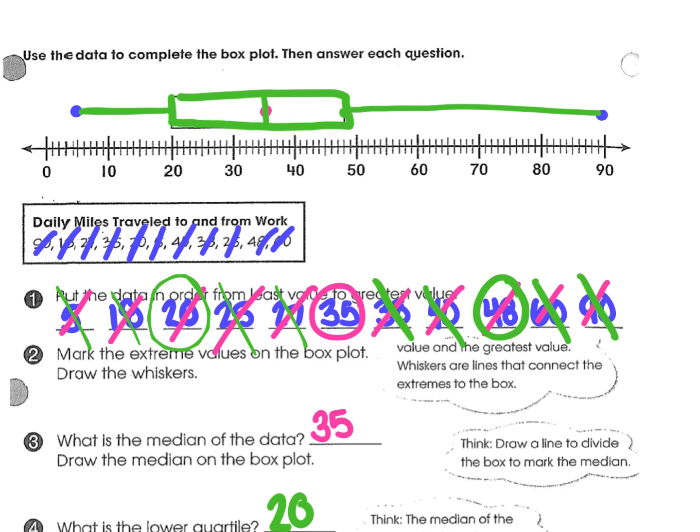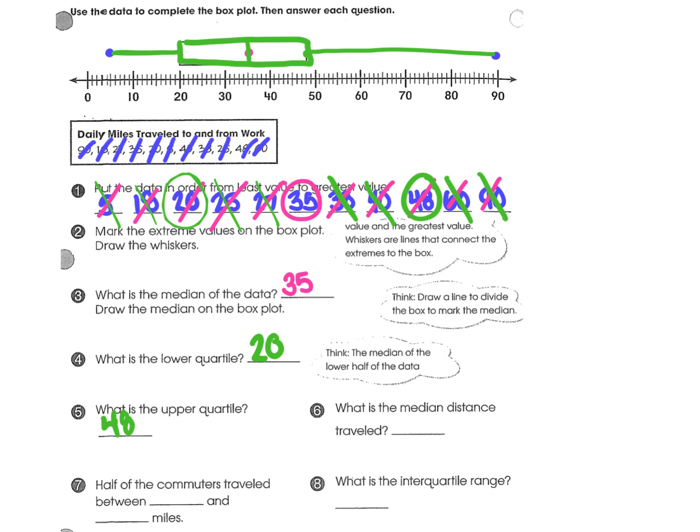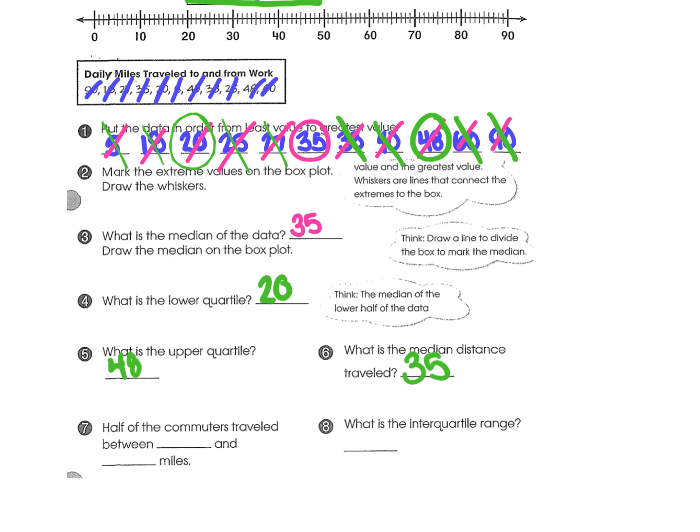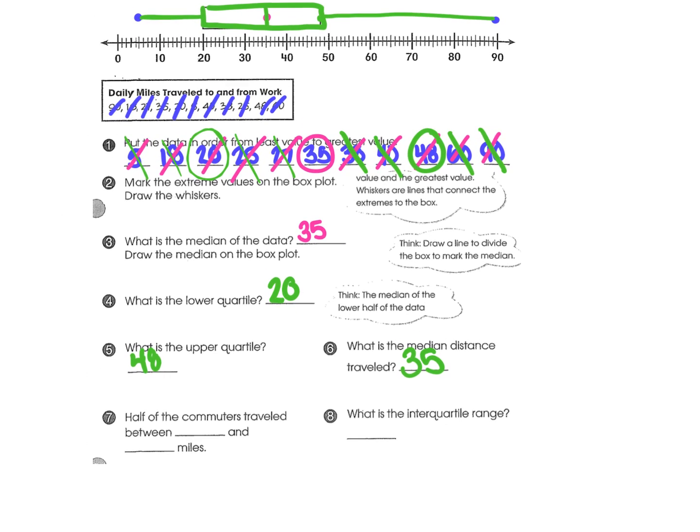Then we can finish answering the rest of these questions. What is the median distance traveled? That's the same thing as the median. We said that was 35. Number 7 says half of the commuters traveled between blank and blank. We've got a couple of different answers that could work here, okay? So the middle half of the commuters traveled between what and what? 5 and 40. The middle 50%. 20 and 48. So that's the middle 50%.